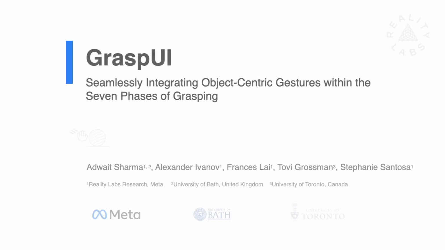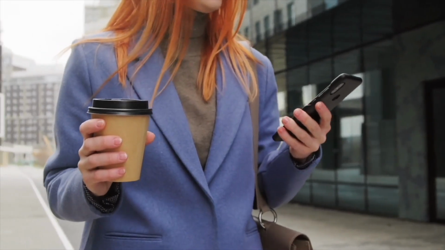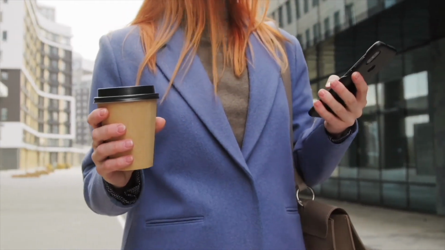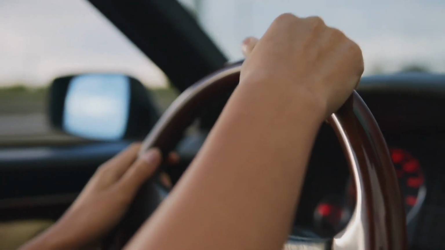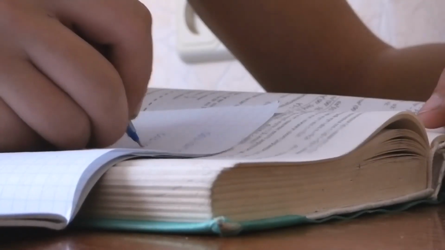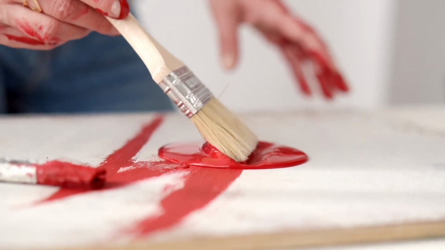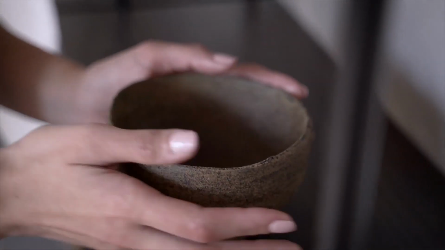We present GraspUI, seamless integration of object-centric gestures across the seven phases of grasping. Objects are indispensable tools we interact with in our daily lives. In fact, on average, a person handles 140 objects each day. From the cups we drink coffee from, to the pens we use to express our ideas, humanity's use of objects is one of the characteristics that sets us apart from the other species in the animal kingdom.